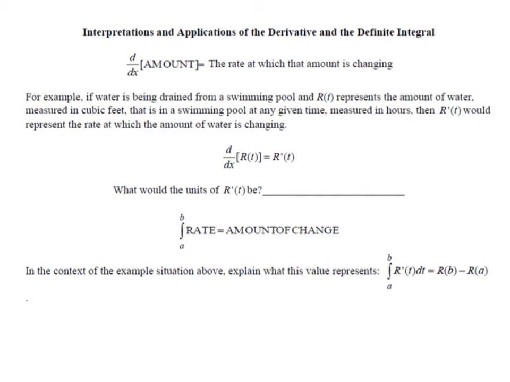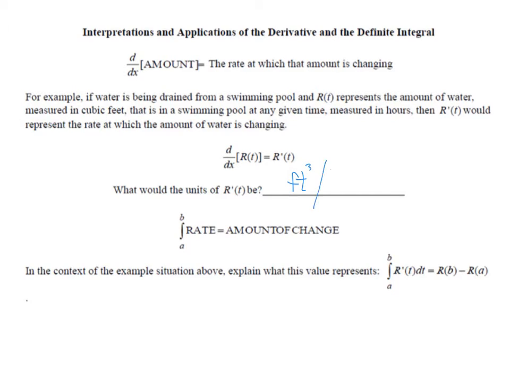For example, if water is being drained from a swimming pool and the function r of t represents the amount of water measured in cubic feet at any time measured in hours, the derivative would represent the rate at which the amount of water is changing. In other words, here's the notation, this means this. So what would the units of r prime of t be? It said cubic feet per hour.